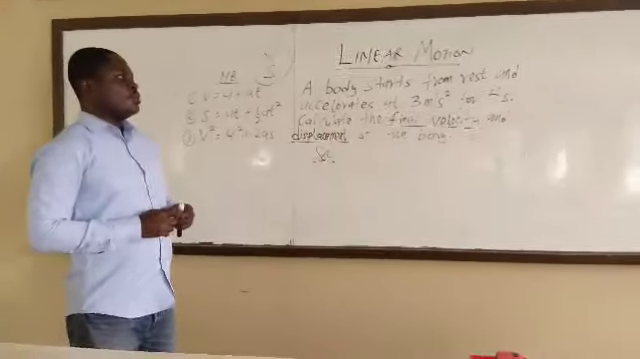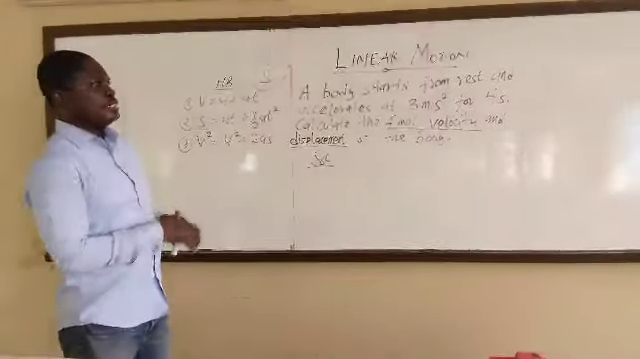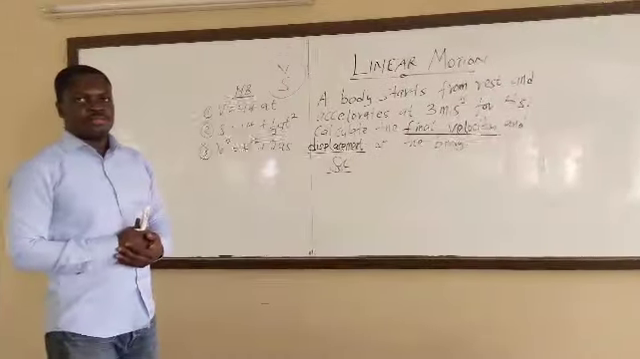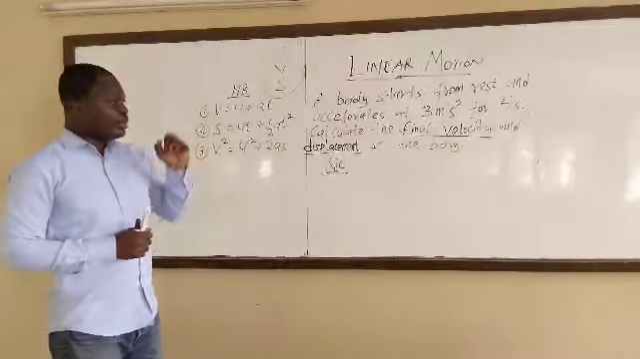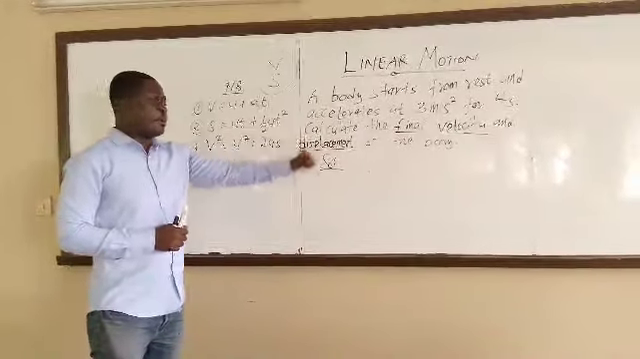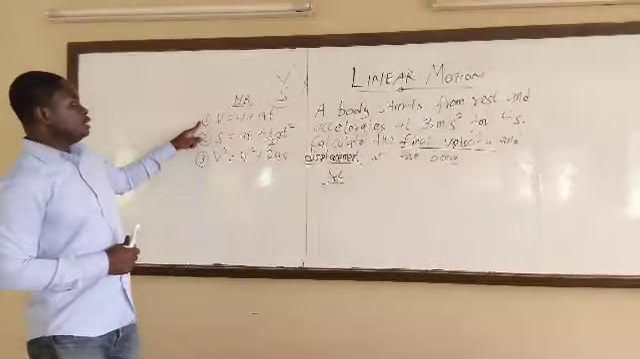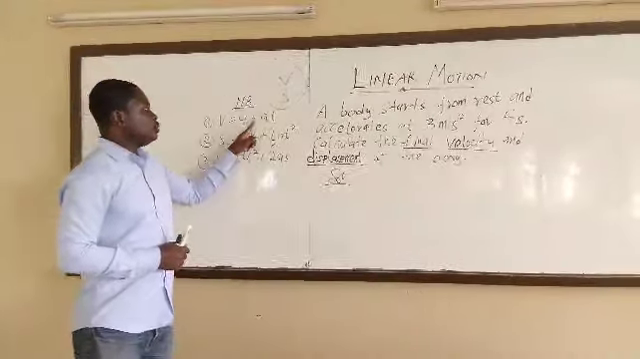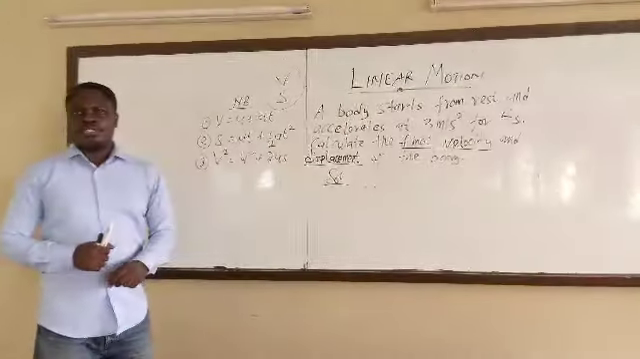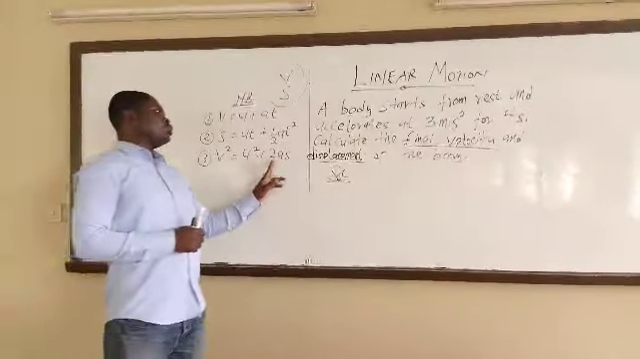So in general, when you want to find these quantities or parameters, we shouldn't forget Newton's equations of motion. They are very important equations that will help us to solve linear motion questions, right? So let's remind ourselves. First, v equals u plus at. Second equation, s equals ut plus half at squared. Third, v squared equals u squared plus 2as.